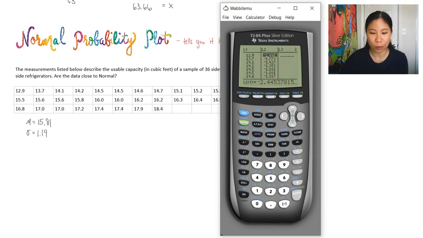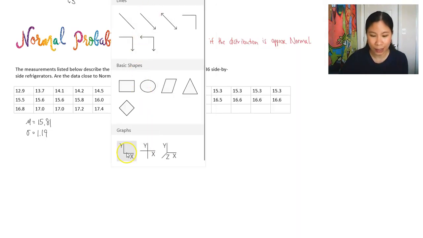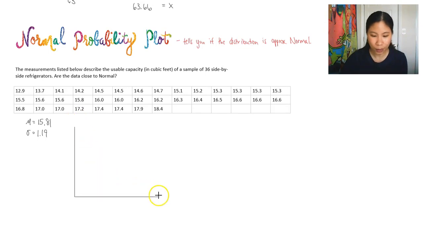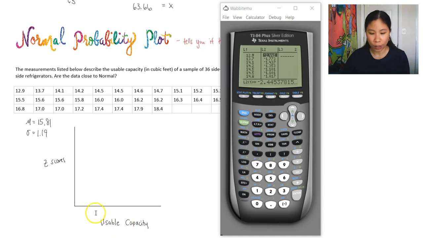When we set up a normal probability plot, the x-axis is going to be the x values that we have, so our data points, and then the y-axis is z-scores. So if our x-axis is supposed to be our data values, and our y-axis is supposed to be z-scores, right now we basically have that set up already in our graphing calculator. Our L1 is all our data values, our L2 are all our z-scores.